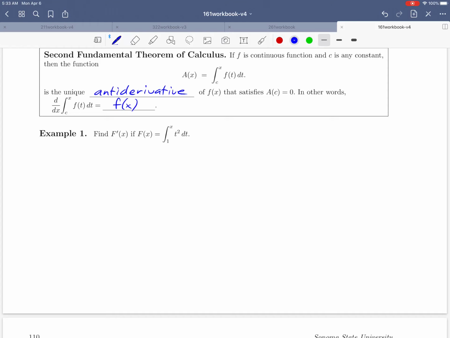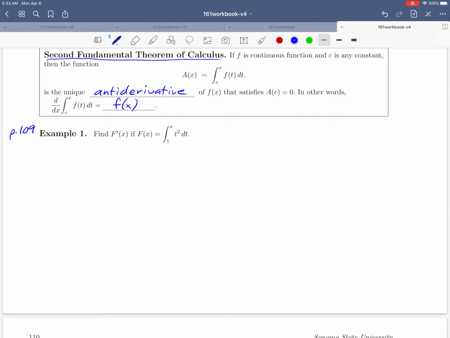Welcome back, everybody. So we are looking at example 1 on page 109 of the workbook. And this is the first example to illustrate the second fundamental theorem of calculus, the theorem that you see up here, right above this example that we're about to do.